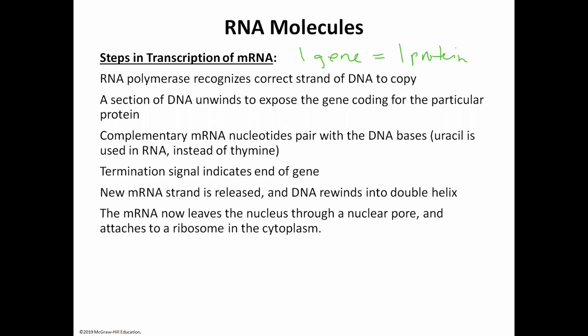And it will continue until it finally hits a signal. It's called the termination signal, and that's at the end of the gene. Once you've hit that, now that mRNA strand is released, and remember, this is happening in the nucleus. So the DNA rewinds and goes back to the double helix structure. And now your mRNA strand is going to leave the nucleus to attach to a ribosome within our cytoplasm. So hopefully that makes a little bit more sense as to why we had to learn about ribosomes and cytoplasms and rough ER. They all now are coming back to be very useful and help us understand these concepts.